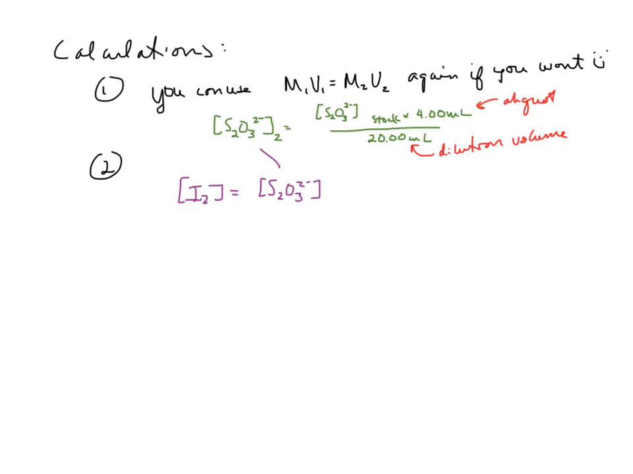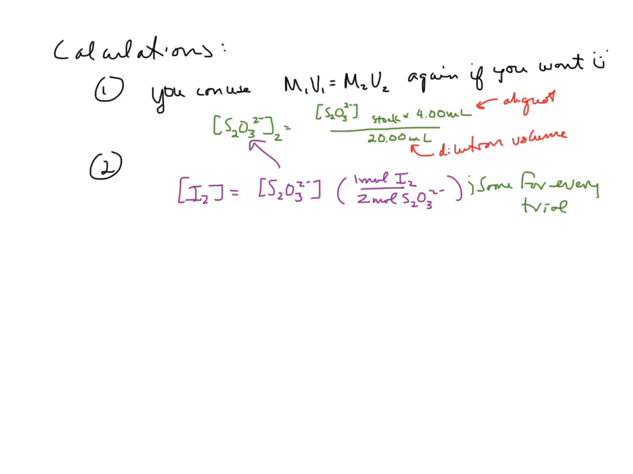All right, so calculation 2. Calculation 2, you're supposed to get to the I2, and you're going to use the stoichiometry from the thiosulfate, okay? The I2, the iodine, molar concentration is also the same for all 8 trials, okay? So I went ahead and did that for you.